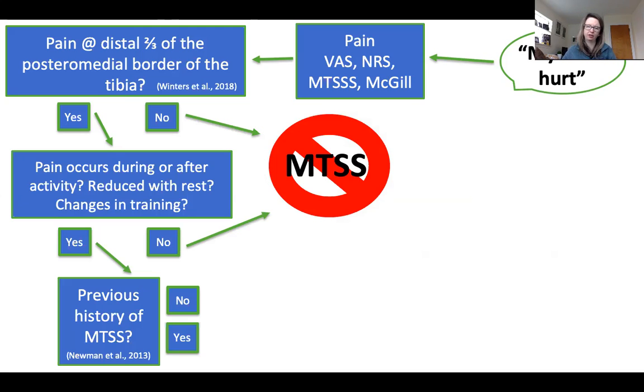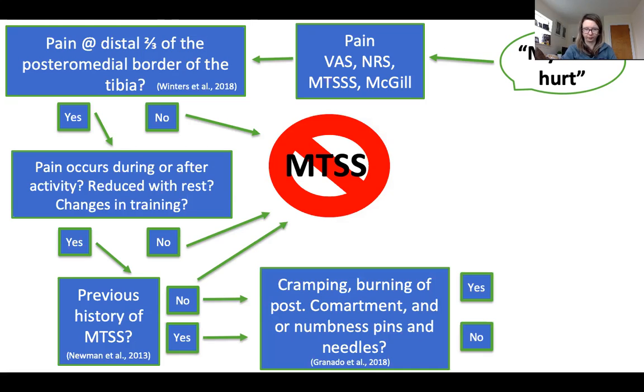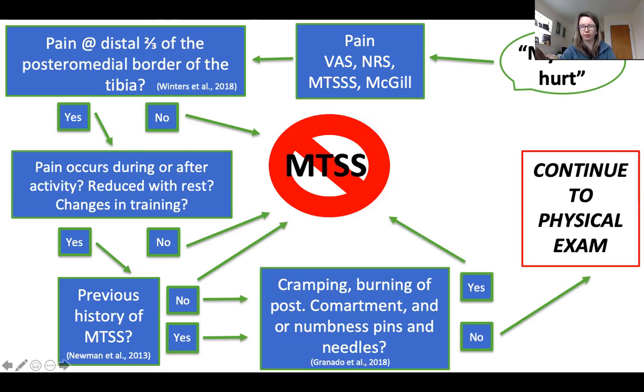Does the patient have a previous history of MTSS? If they do, they're more likely to be susceptible to another case, so we have to ask. If they've never had it, it doesn't mean they don't have it, but we still need to make sure they don't have anything else going on. It's important to ask whether they have any cramping or burning of the posterior compartment, or any numbness, pins and needles, or tingling. If they do, we need to definitely refer. It's a red flag for potential compartment syndrome. If they don't, we can continue our physical exam for medial tibial stress syndrome.